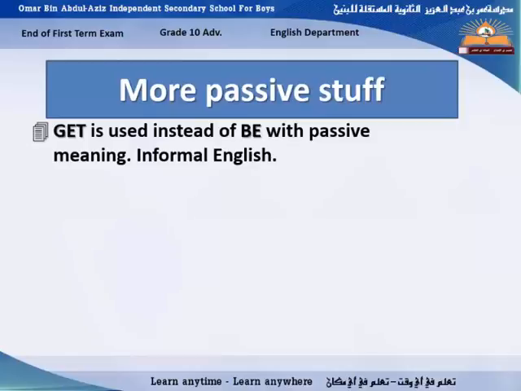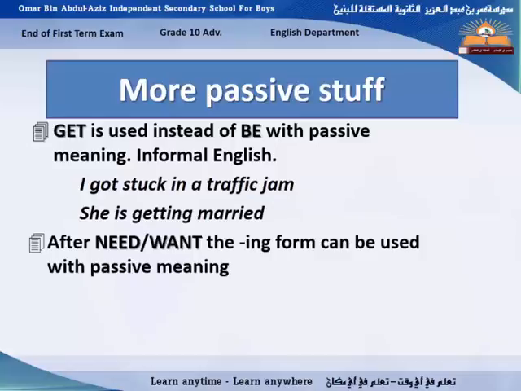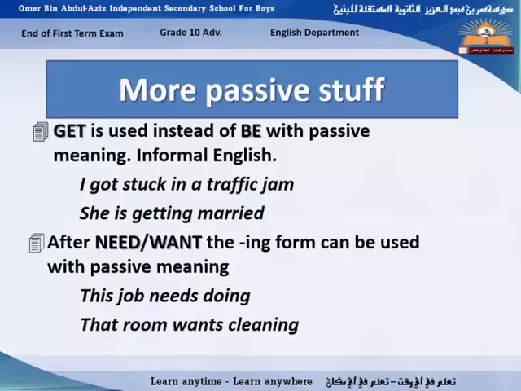More passive stuff. Get is used instead of be with passive meaning in informal language or informal English. I got stuck in a traffic jam. She's getting married. After needs and want, the ing form can be used with the passive meaning. This job needs doing. That room wants cleaning.